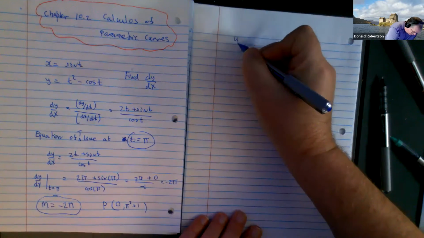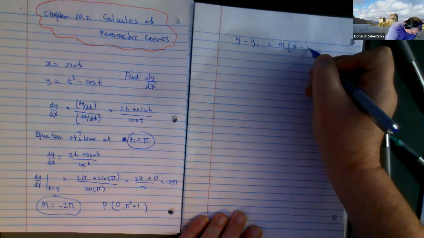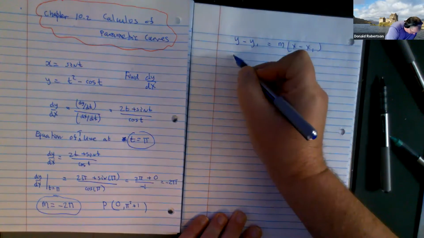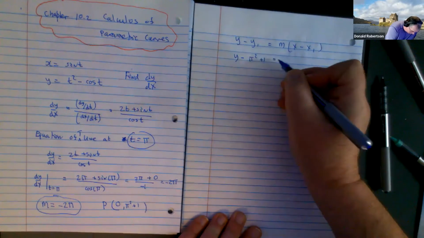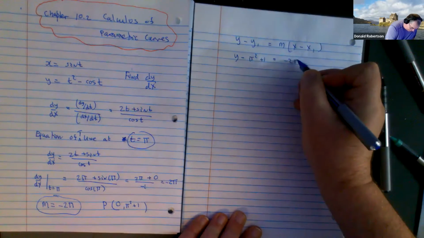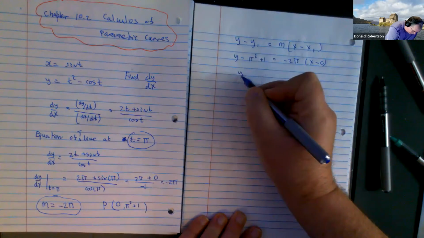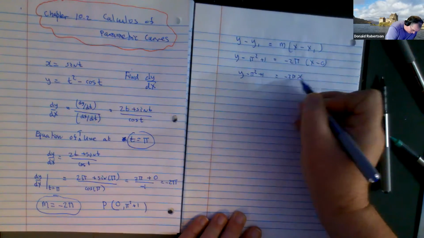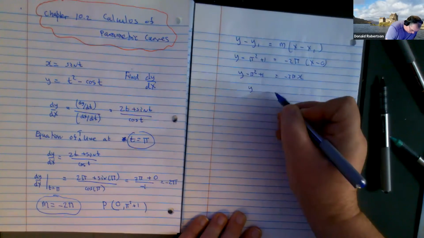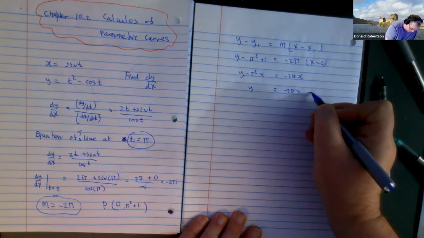y minus y1 is m brackets x take away x1. y take away pi squared plus 1 is equal to -2 pi, the slope, x take away 0. And then take that away from both sides. So we get this guy plus pi squared minus 1.